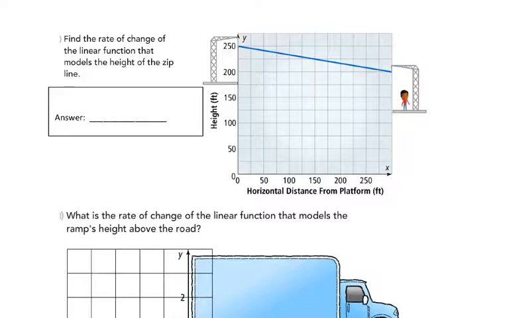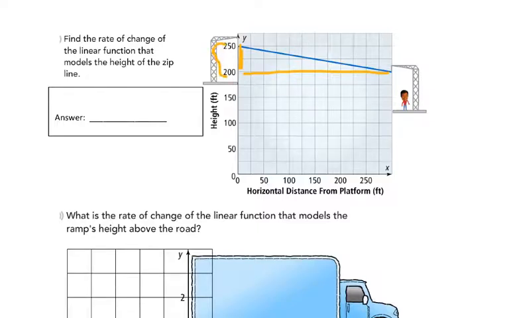Find the rate of change of the linear function that models the height of the zip line. If you take a look, the rate of change is the slope. So we're going to do change in y's over change in x's. Now I noticed that a lot of students were counting spaces when they were doing the rate of change. We need to make sure that we're looking at the numbers and not the spaces.